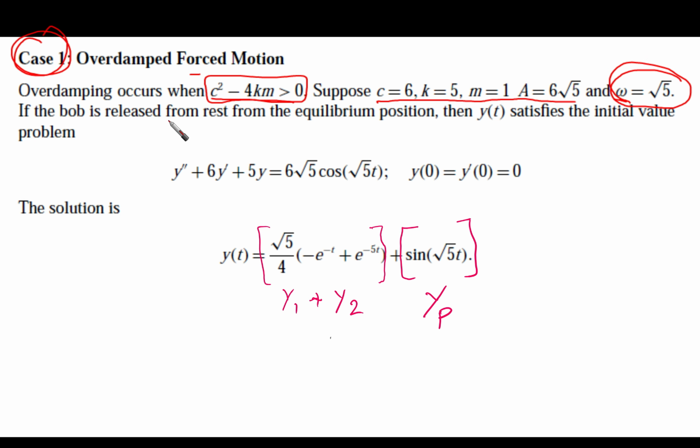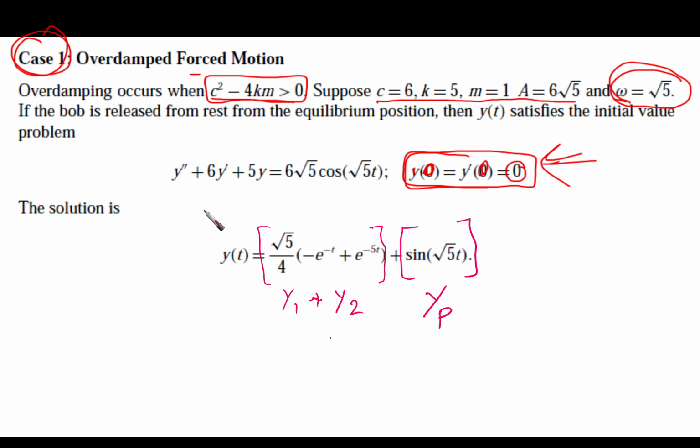If the bulb is released from rest from the equilibrium position, then y of t satisfies the initial value problem. So this is the case where our bulb, or our object, starts at equilibrium. Nothing would happen. So y of 0 at t equal to 0 was 0, and the velocity was 0. It was under equilibrium. These are the initial conditions.